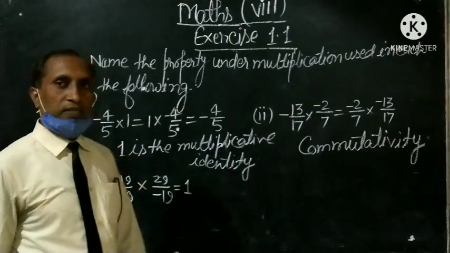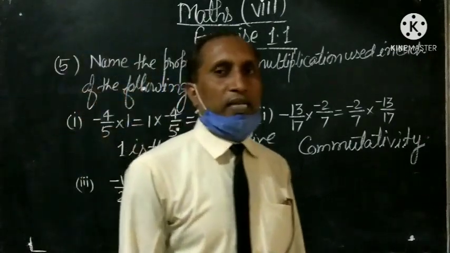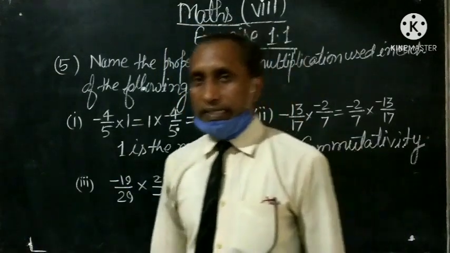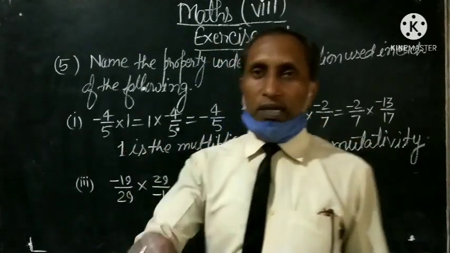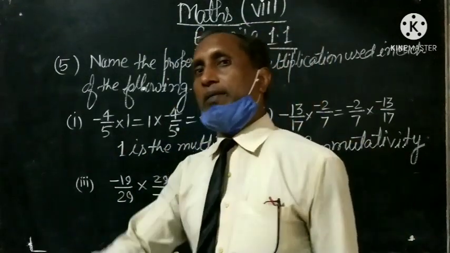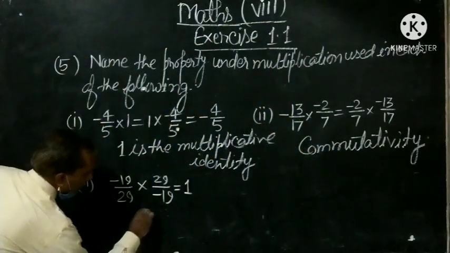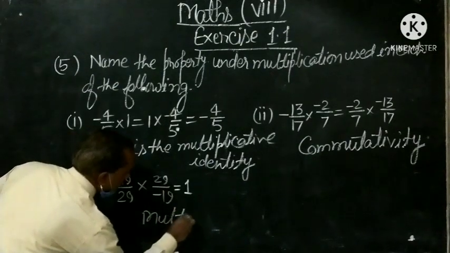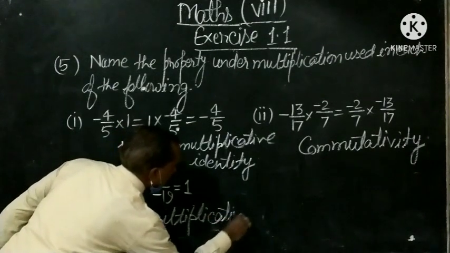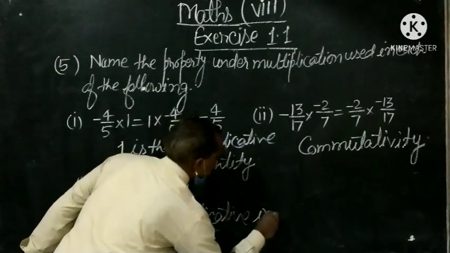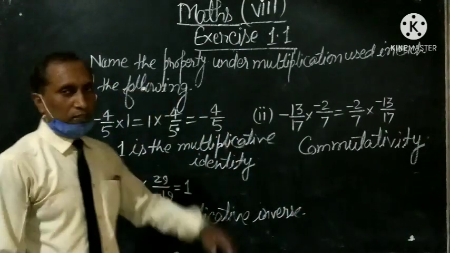And third is when two rational numbers are multiplied with each other and you get the product 1. This means the property here is the multiplicative inverse, which is also known as reciprocal. You write here the property: multiplicative inverse. Which property is used here? You get the product 1.